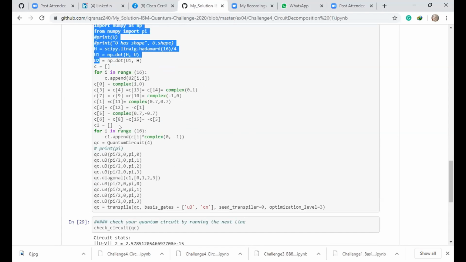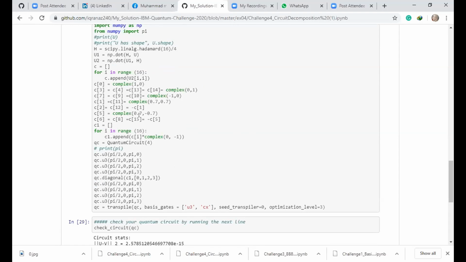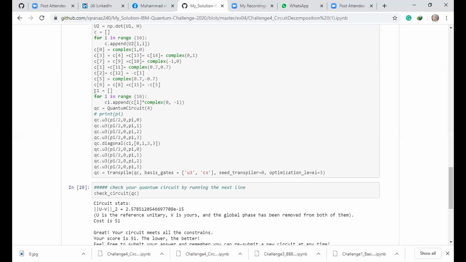After that, I added a global phase. Basically, the C1 matrix adds a global phase to it. You can just Google what a global phase is, and you will come to know that it has a very important role in these matrix transformations. So we added a global phase in our matrix, and then I used ISO and transpiled my matrix. What I got was that my cost was low enough, but my circuit deviated by more than 0.01 error.